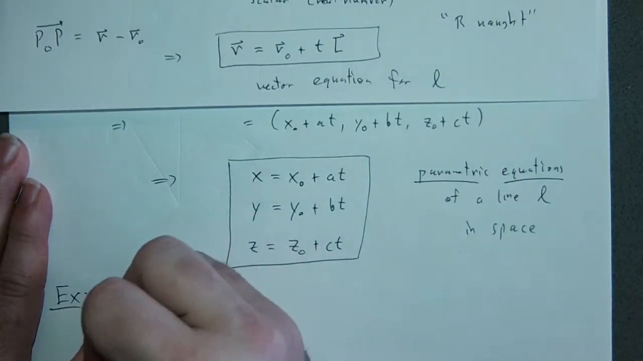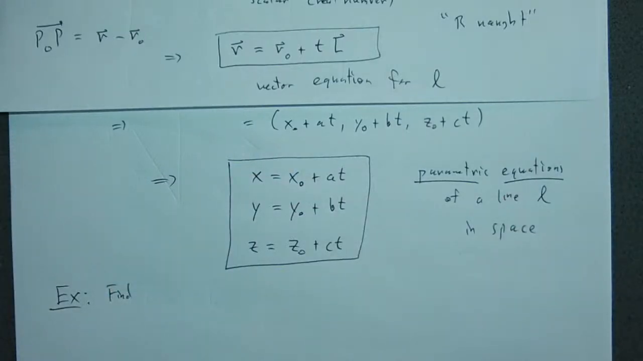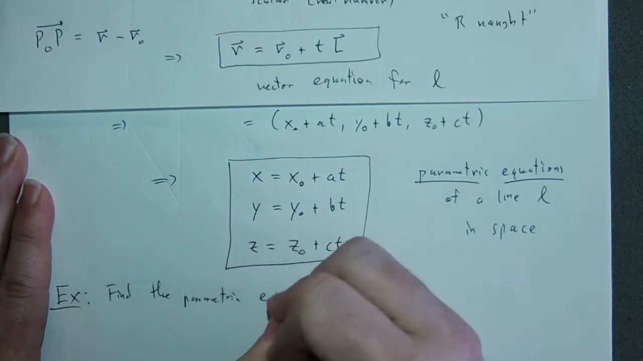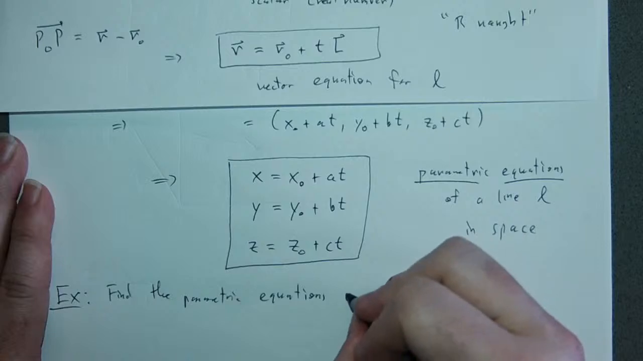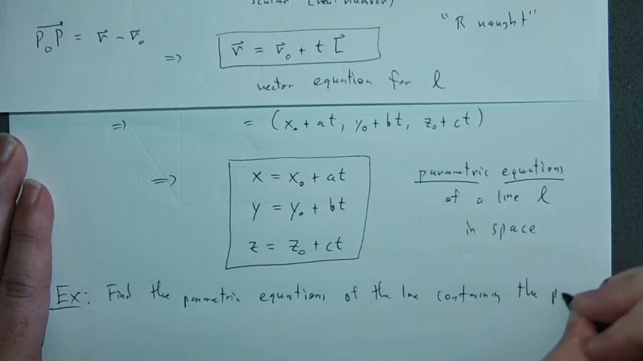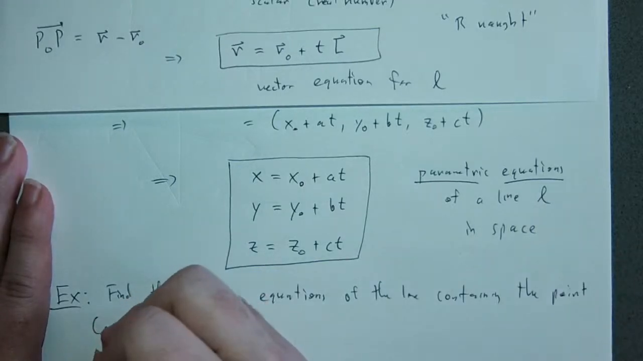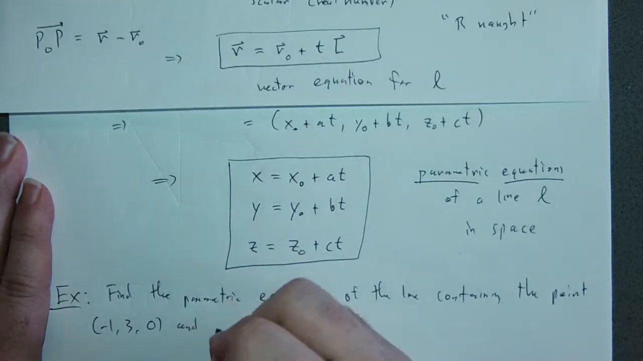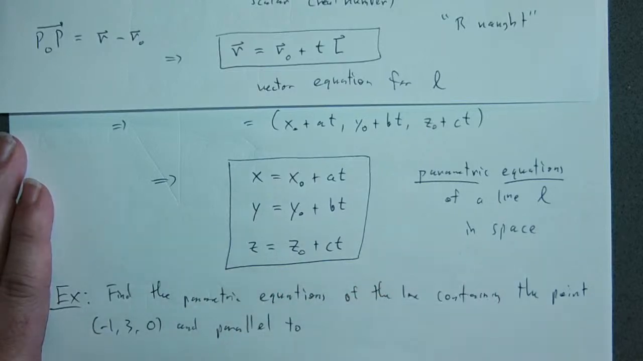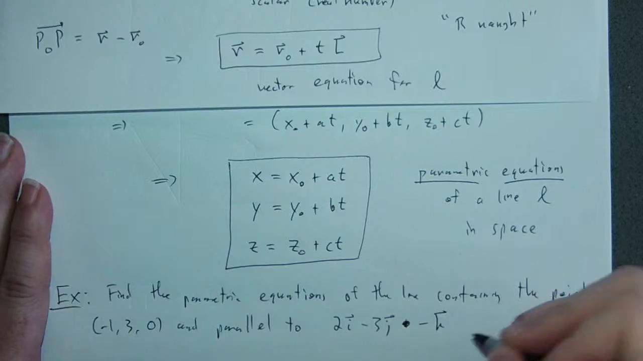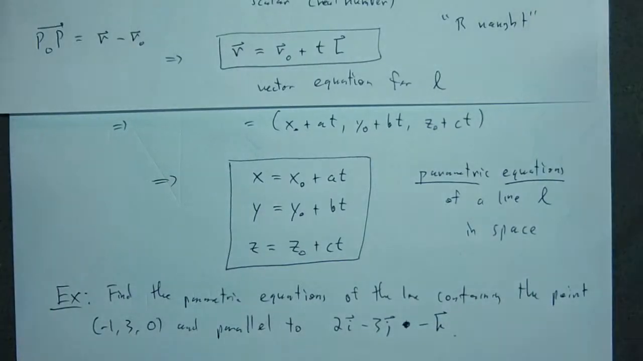So this is: find the parametric equations of the line containing the point (-1, 3, 0) and parallel to the vector 2i - 3j - k. I'm just following this example exactly.